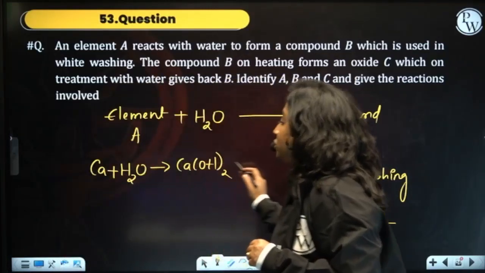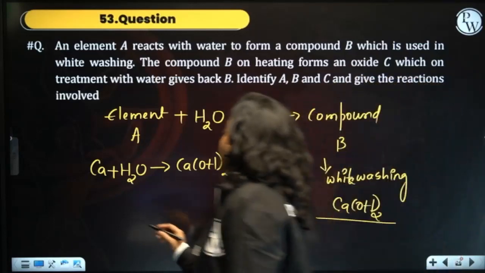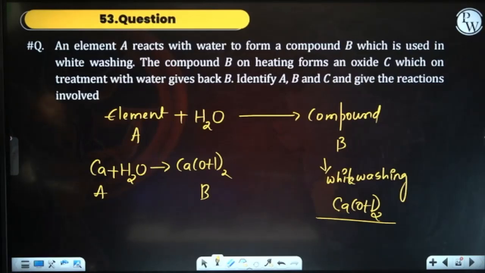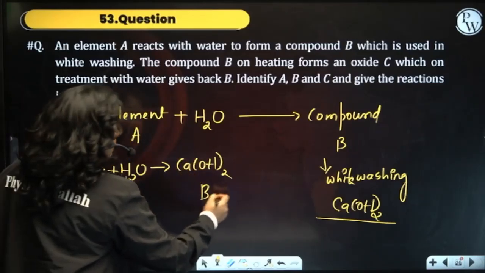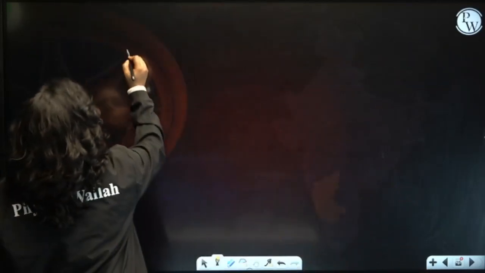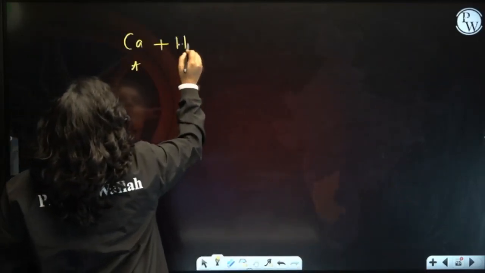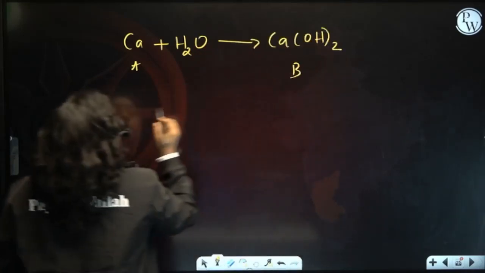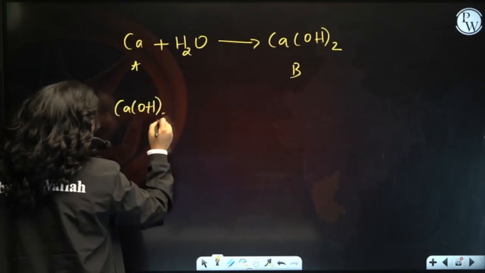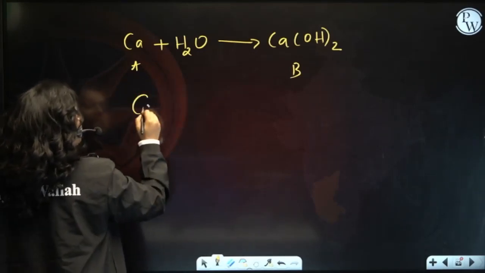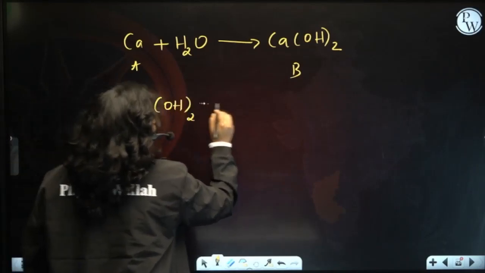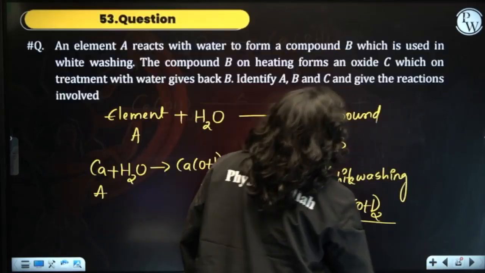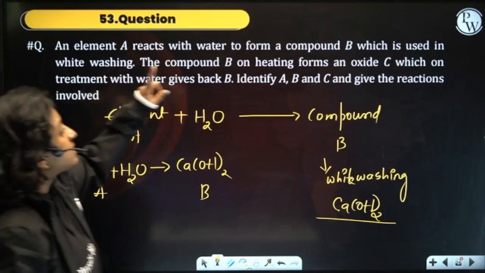Now we have this reaction. They ask which one is A? Calcium. Which is B? Calcium hydroxide. They say B on heating forms an oxide C. Now you have to heat it. Calcium A reacted with water to form B, that is calcium hydroxide. Now B, nothing but calcium hydroxide, is heated. So heating forms an oxide C.